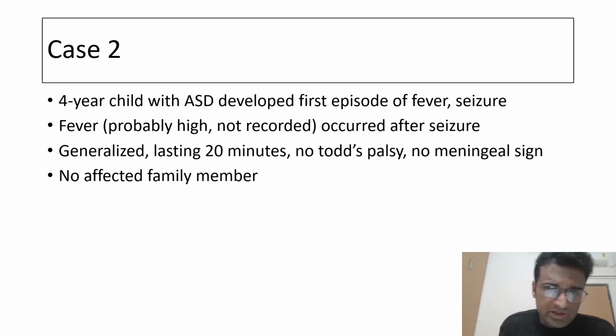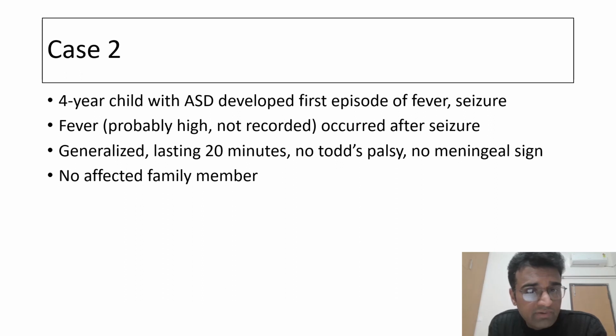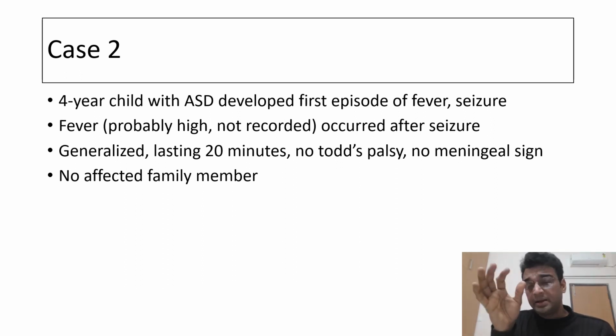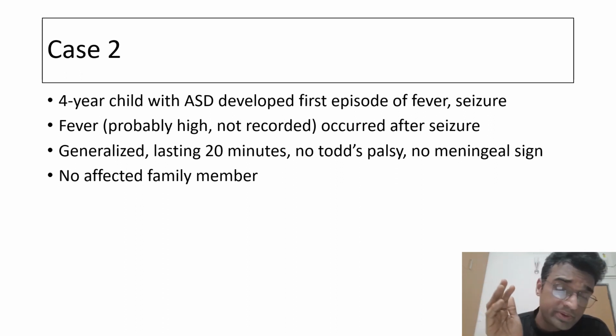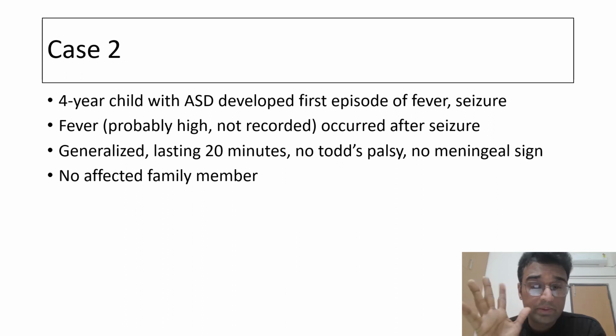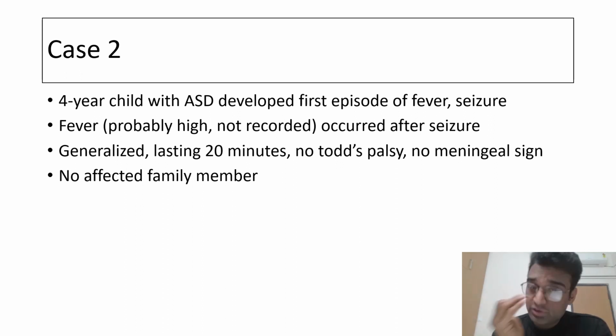This is a 4-year-old child with autism spectrum disorder who developed first episode of febrile seizure. Fever probably occurred after the seizure. See, I'm again trying to emphasize that many of the children with febrile seizure will develop fever after the seizure. So don't say that fever has to always precede the seizure. It's a very common misnotion. It is quite possible that fever occurred after the seizure.